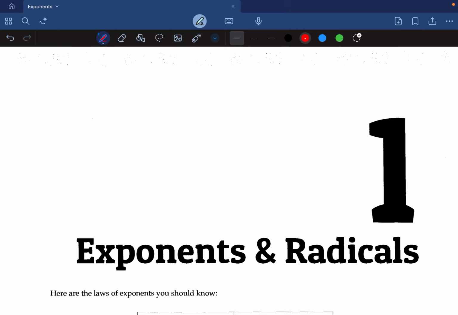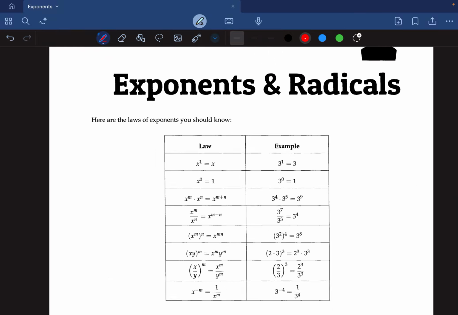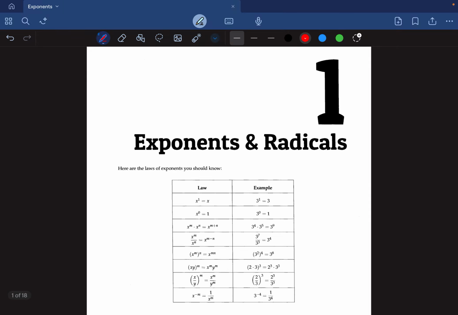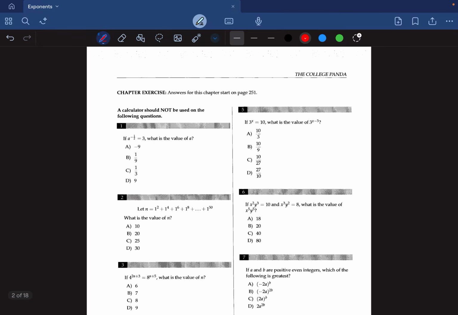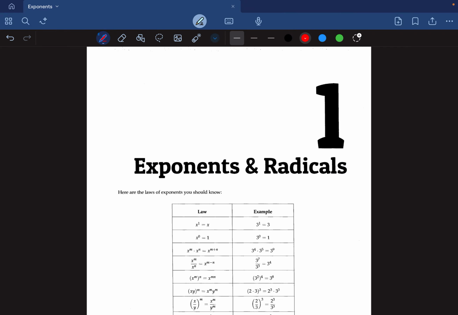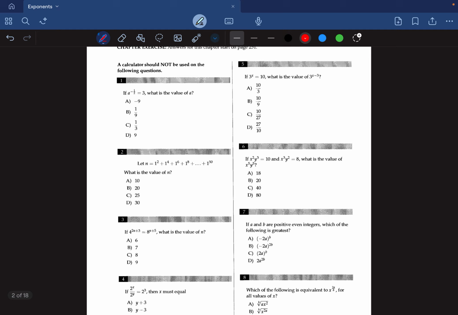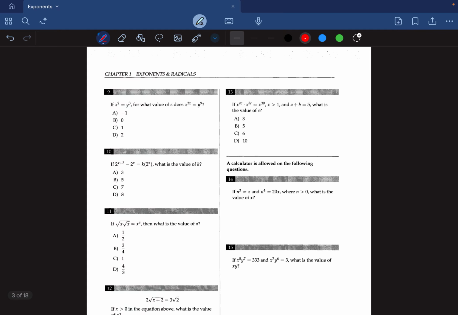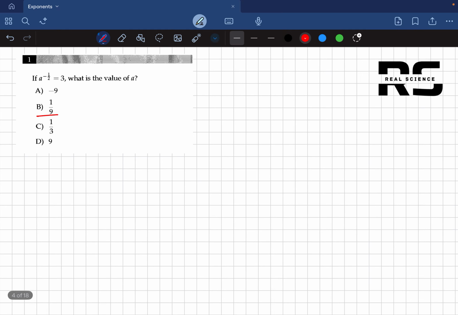Hello everyone, today we'll be solving the homework problems from the topic Exponents and Radicals. I've prepared a file for you. This is basically all the questions from this topic. This is the Panda book, the second edition. So you can take a look at the problems. So okay, let's get started.